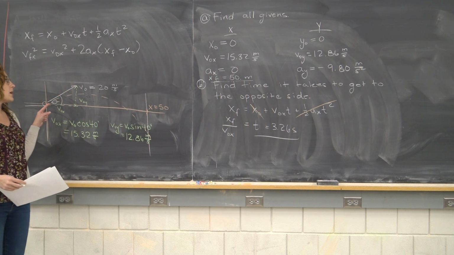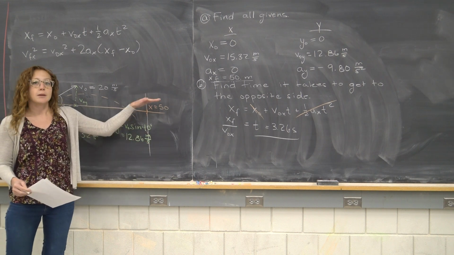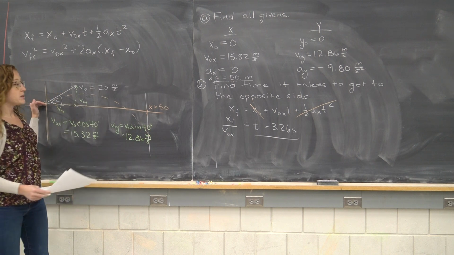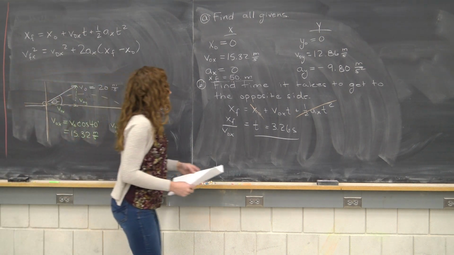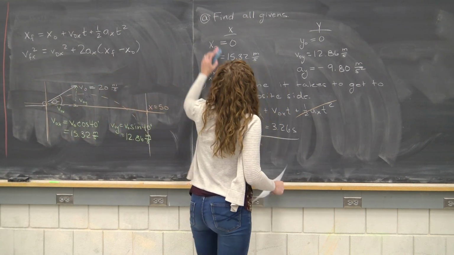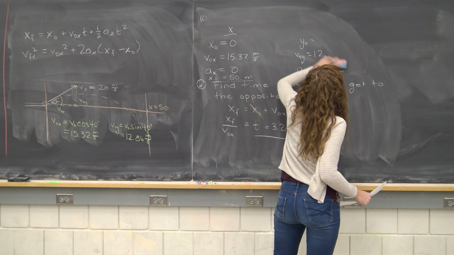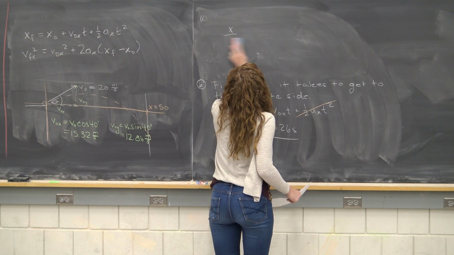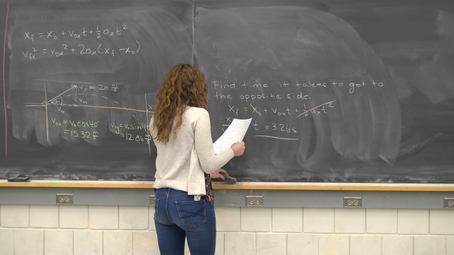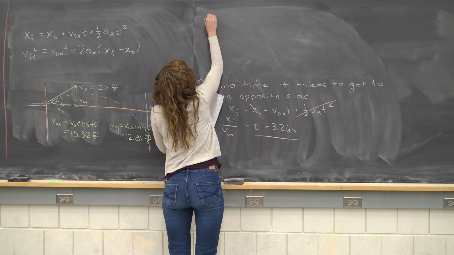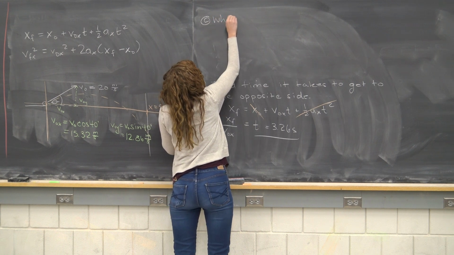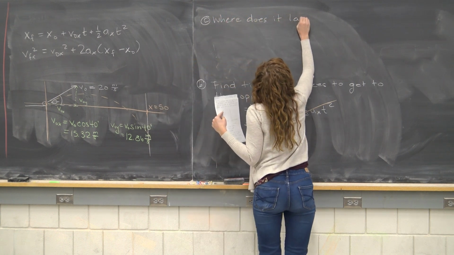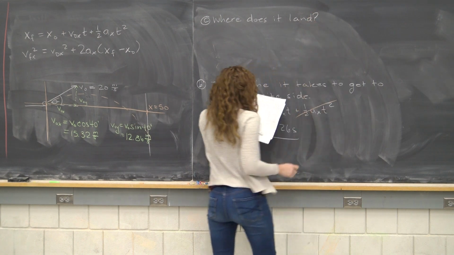Now, the next question is going to ask where does it land vertically? Does it land above or below where we started, and by how much? So this is kind of part C to this question. I'm going to trust that you've already written down the givens so I can erase it here. All right, so part C, basically where vertically does it land? How far above or below? That is specifically what the question is asking for.